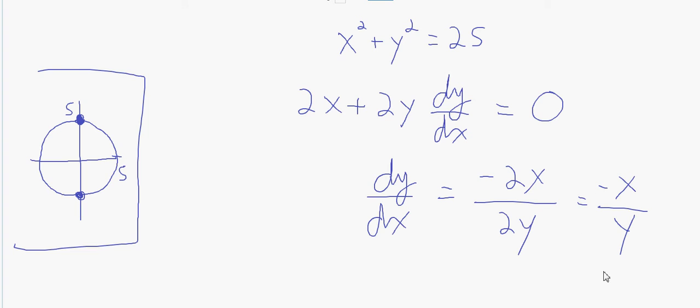Now this thing's undefined when y is 0. When y is 0 on our equation, x would be positive or negative 5. So that would be these 2 points here. So those are also critical values, but we're not going to talk about those right now. My main question is this. If you're given this equation, x squared plus y squared is 25, you don't know what it looks like, because sometimes you don't know what equations look like.